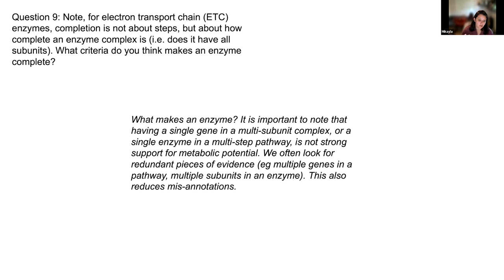This reduces misannotations by making multiple pathway genes or subunits required. In the example I talked about before in the electron transport chain, if you have a full, complete NADH dehydrogenase versus three subunits of the 12, that might mean something totally different than having a full, complete step. It's just something to consider when you're thinking about these percentages.